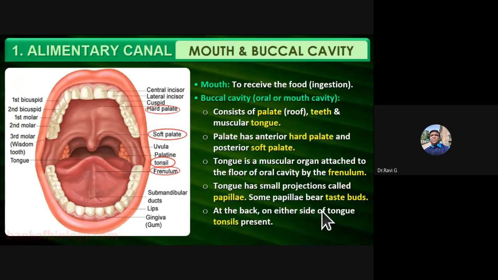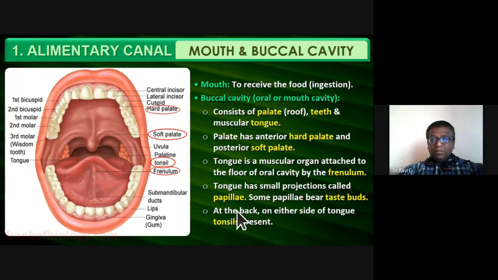So we have the taste buds in the papillae which recognize different types of taste, as I told you: sweet, sour, salty, bitter, acidic, and also the taste of pungency, which can be recognized by the taste buds.